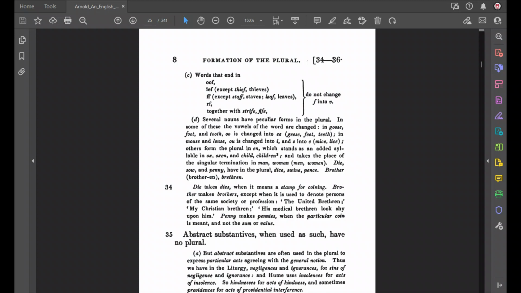Die, sow, and penny have their own plural forms. Die, that means like dice you use in a game. You call them dice, but that's actually the plural. If you want to just refer to one of them, the word is die, D-I-E. So you wouldn't say, give me one dice. Dice is plural. You would say, give me one die, or give me the die. You wouldn't say, give me the dice if there was just one of them.